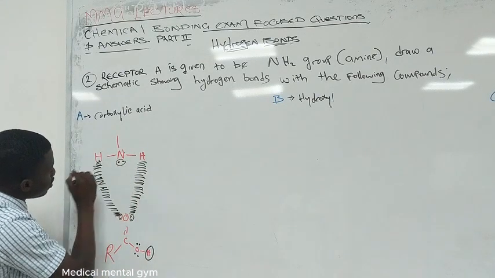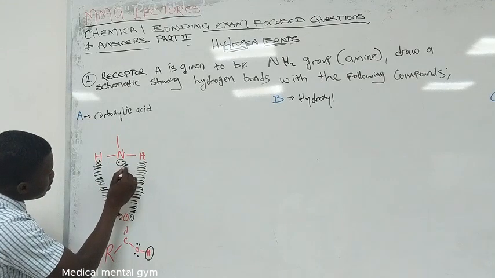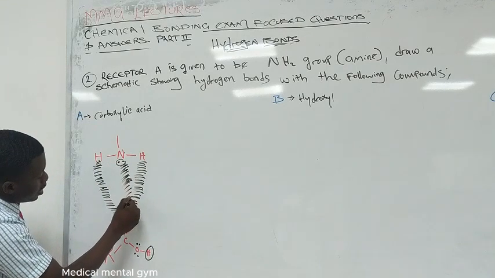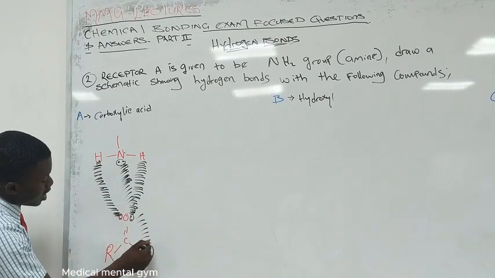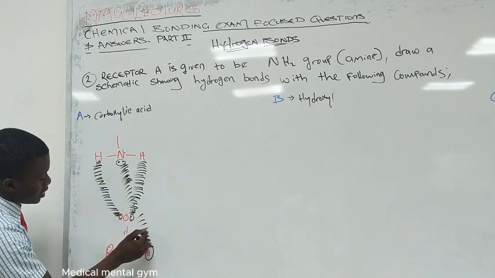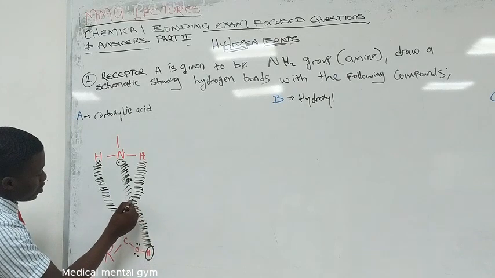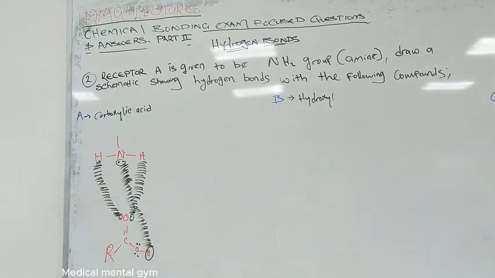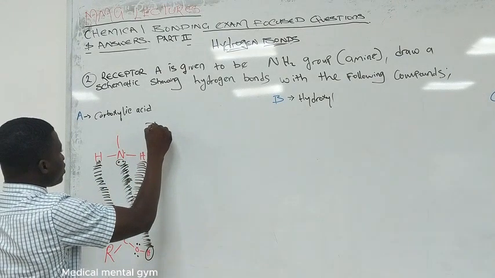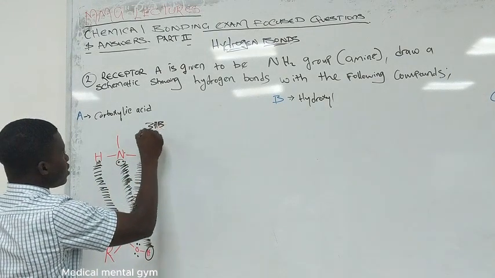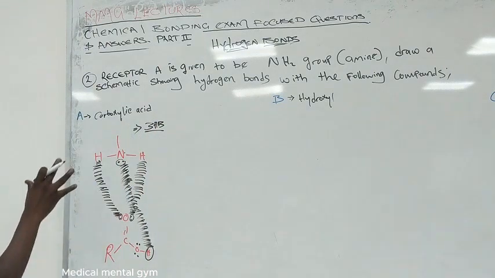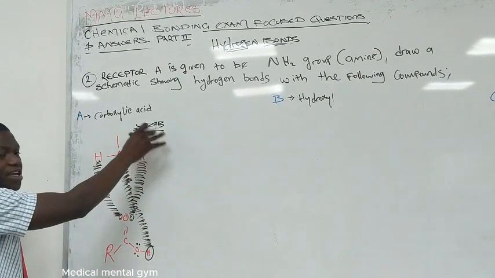So nitrogen will use its lone pairs to facilitate a hydrogen bond between itself and this hydrogen of the carboxylic acid. So this will be our third hydrogen bond, giving us a total of 3 hydrogen bonds. So when we react our carboxylic acid and our receptor, which is of amine structure, we realize 3 hydrogen bonds.